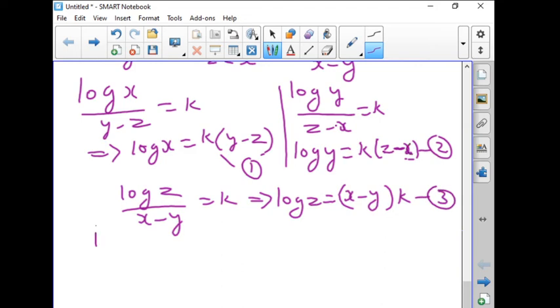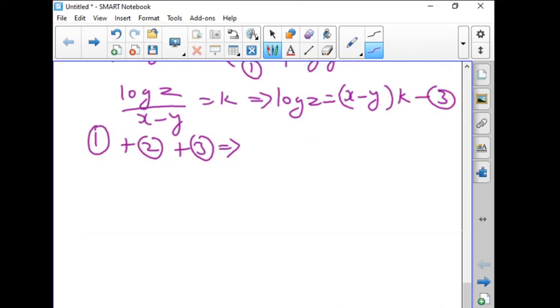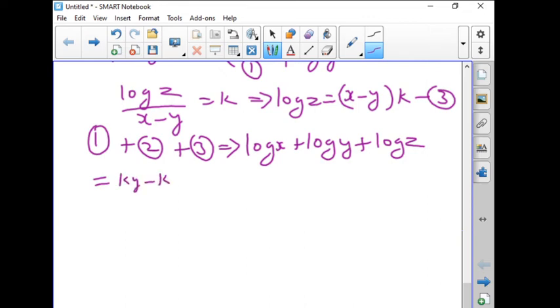So add 1, 2 and 3. 1 plus 2 plus 3 gives you log x plus log y plus log z is equal to, taking k inside, what do you get? ky minus kz plus kz minus kx plus kx minus ky. So see here, everything gets cancelled. Therefore, it is equal to 0.